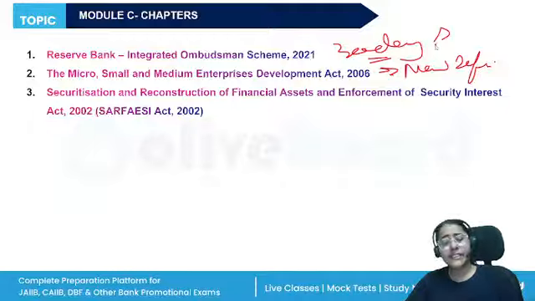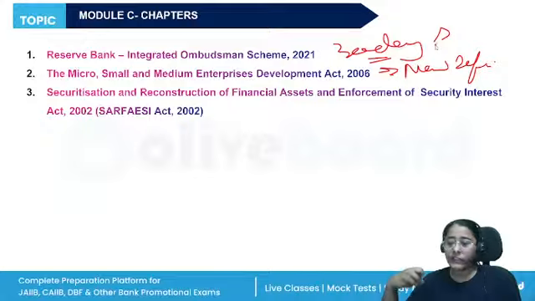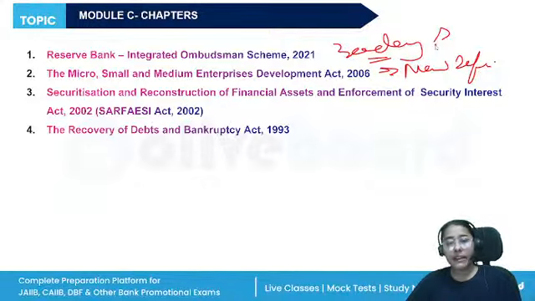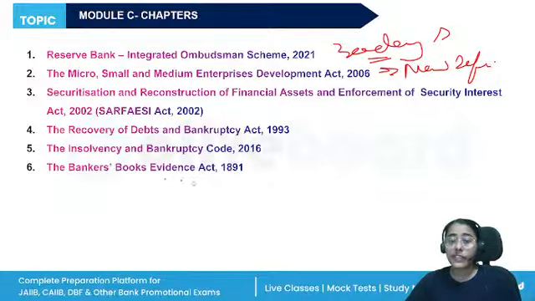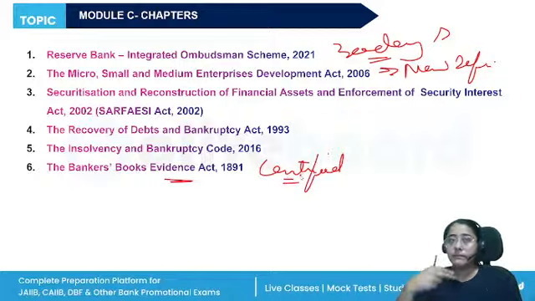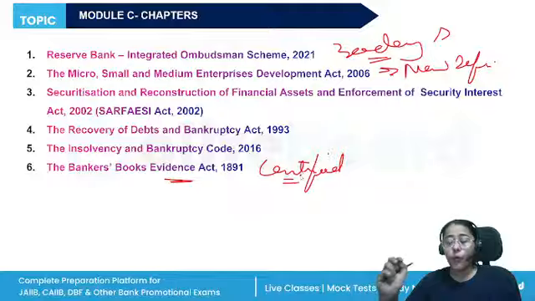Then SARFAESI Act, without court intervention, banks can recover their dues, their NPA. So what is the procedure for that? The time period for that? Recovery of Debts and Bankruptcy Act, the IBC Code, Bankers Books Evidence Act, where certified copies are accepted as evidence. So what are the characteristics of these certified copies? Who is going to sign the certified copies?